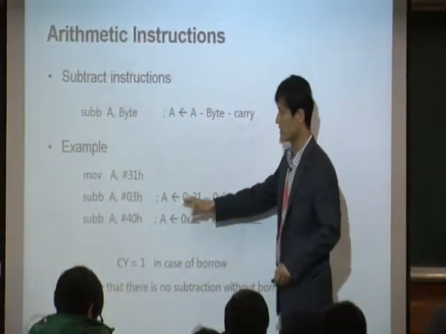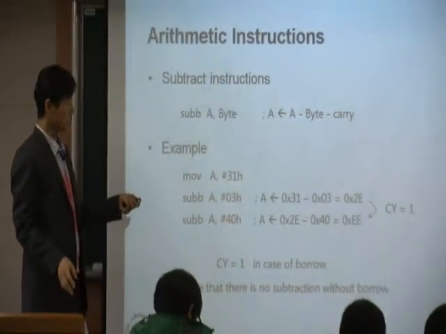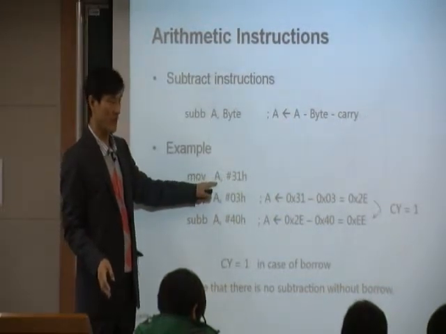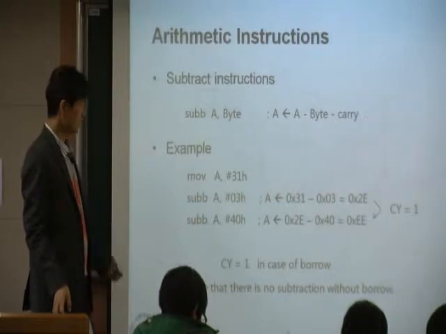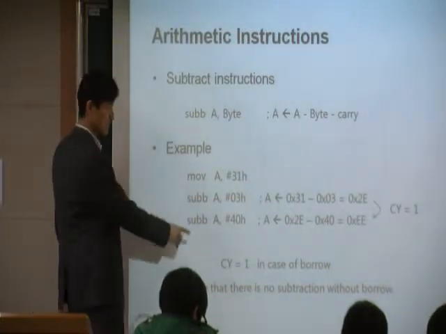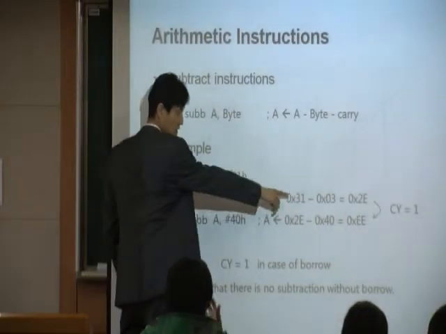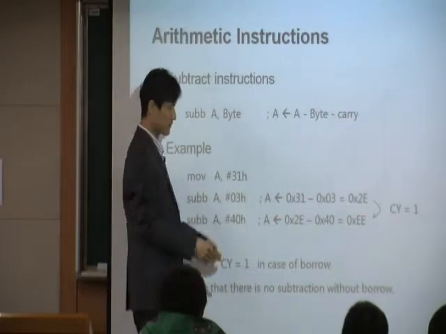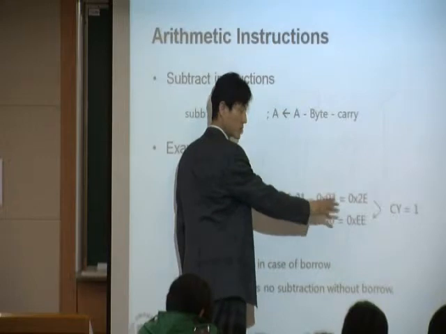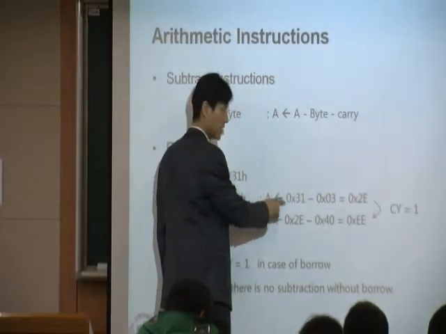You can look at these examples. Okay? Let's look at the example here. We have a value 31H, immediate value, and copy that into A. A now has 31H. Sub B, A, 03H. So in this case, you subtract the value in A minus 03. So 31H minus 03H. The result becomes 2EH. That now is in A. A has this value.